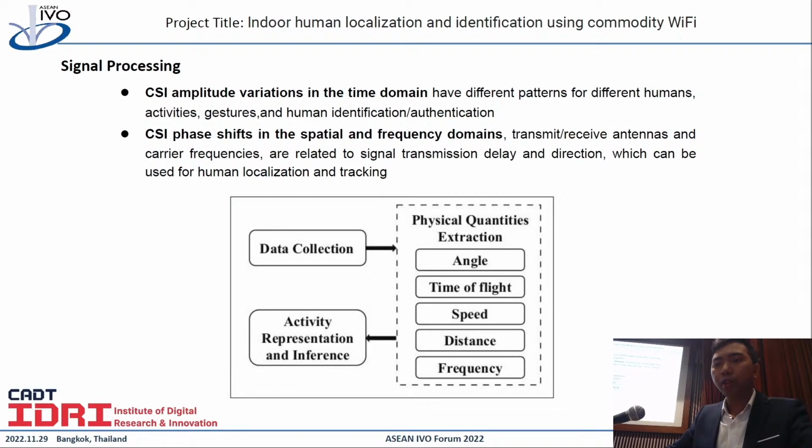And the frequency domain is mostly used for human localization and tracking, where we calculate the actual positioning, time of flight, how far it is. One of the methods is also using received signal strength, where we can identify the strength of the signal from the transmitter to the receiver to really know how far away the object is.